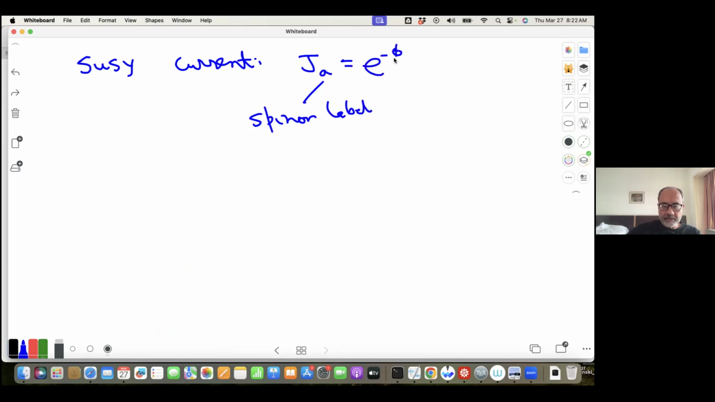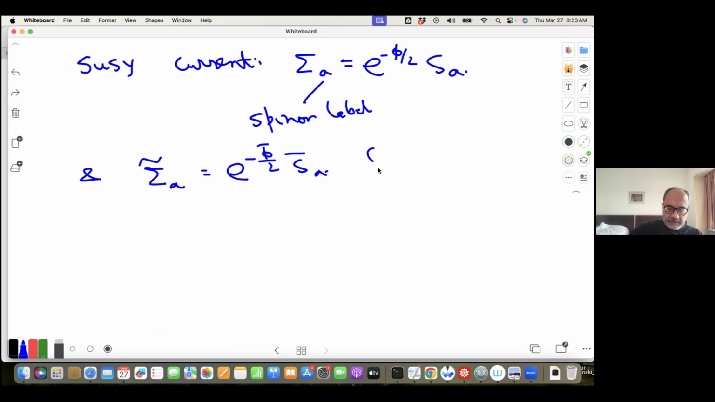Which is e to the minus phi by 2 S_A. Let me just call this sigma, just to give it a name. We'll call it sigma_A, and sigma tilde_A, which is e to the minus phi bar by 2 S bar_A, for 2B, and e to the minus phi bar by 2 S bar_A-dot for 2A.